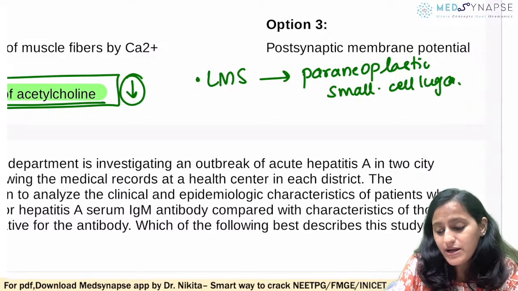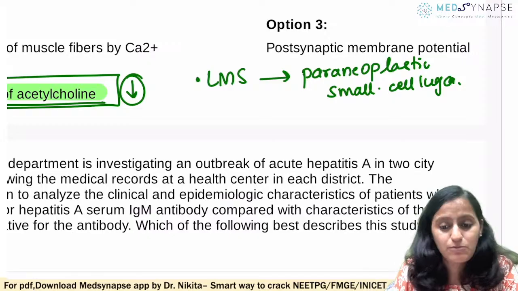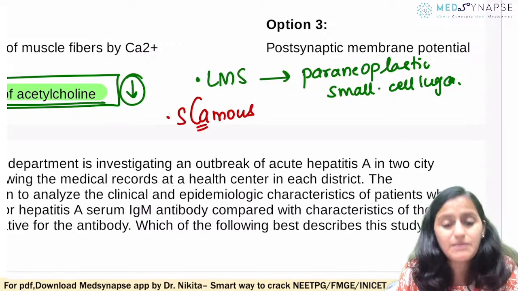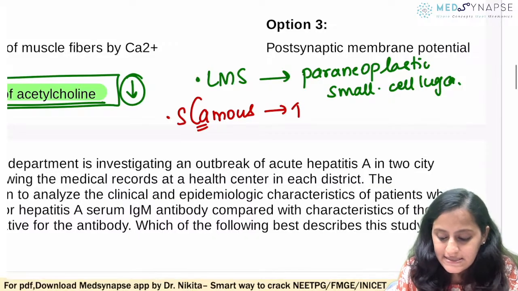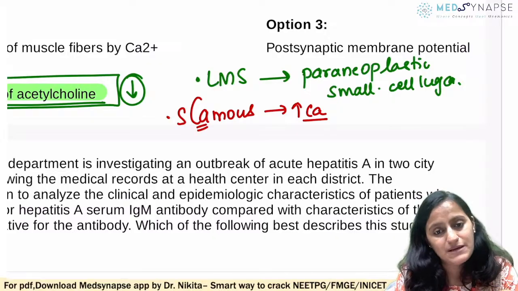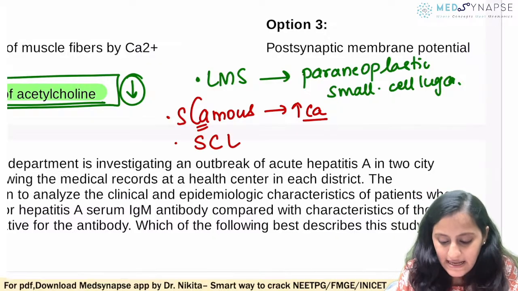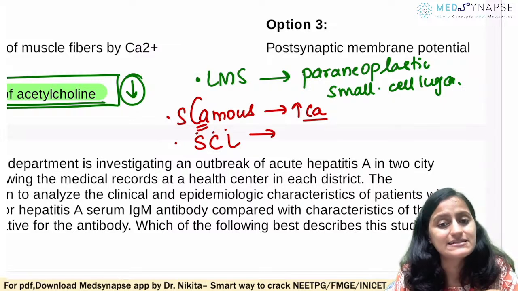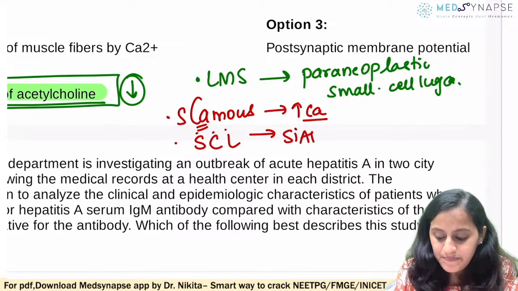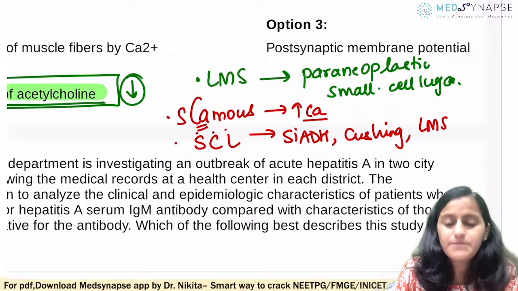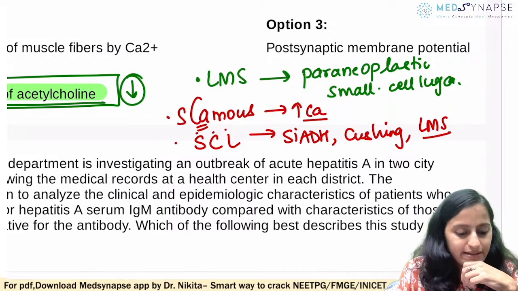Never ever forget this. It was one of last year's NEET PG exam questions as well. Squamous, write it down as squamous, has hypercalcemia as the paraneoplastic syndrome. Small cell lung cancer, SCL, has SCL as the paraneoplastic syndromes: S for SIADH, C for Cushing's, and L for Lambert-Eaton syndrome. That is how you remember.